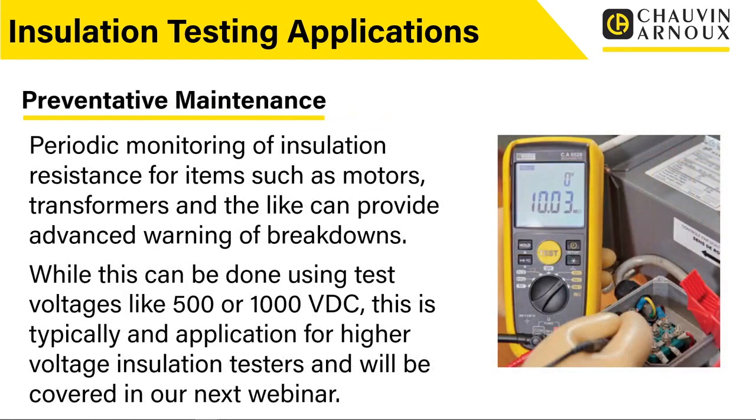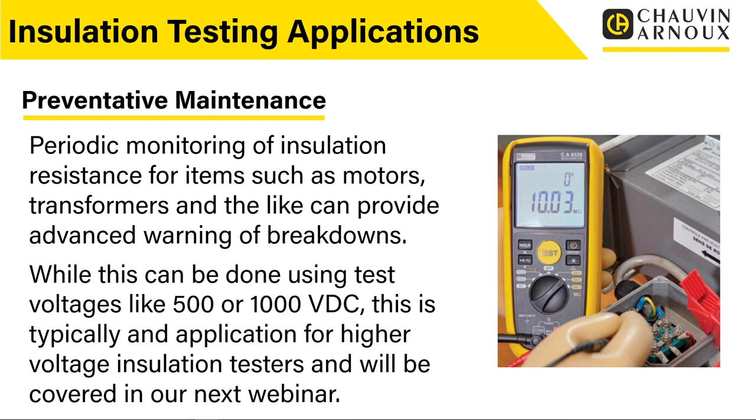Now, the other application, and again, this sort of crosses over more with what we're going to talk about in the next webinar, is preventative maintenance. Periodic monitoring of insulation resistance for items such as motors, transformers and the like can provide advance warning of breakdowns. While this can be done using test voltages like 500 volts or 1000 volts DC, this is typically an application for higher voltage insulation testers and will be covered in our next webinar.